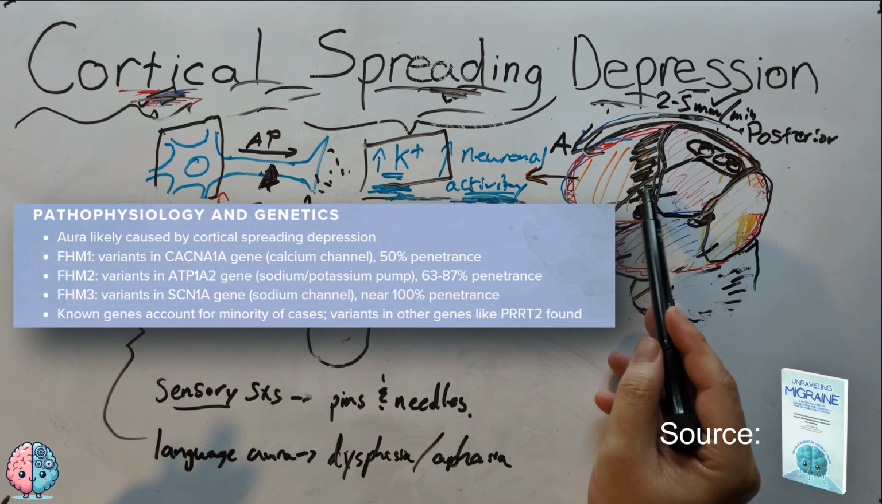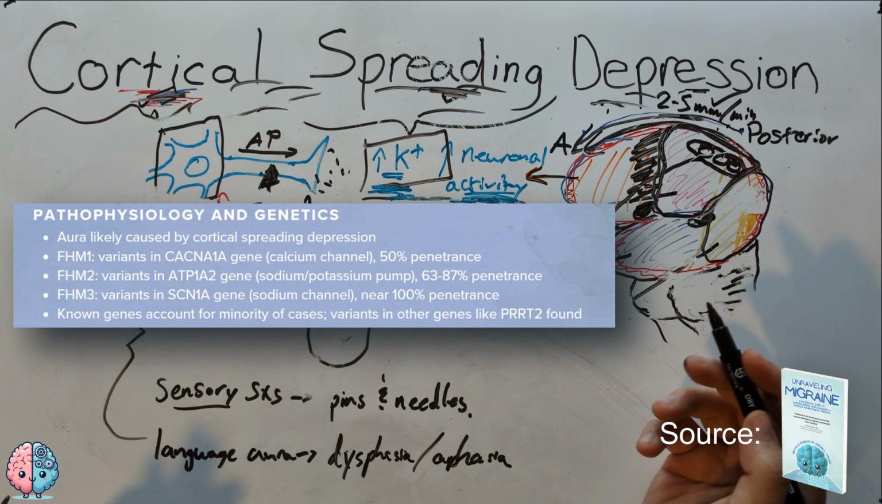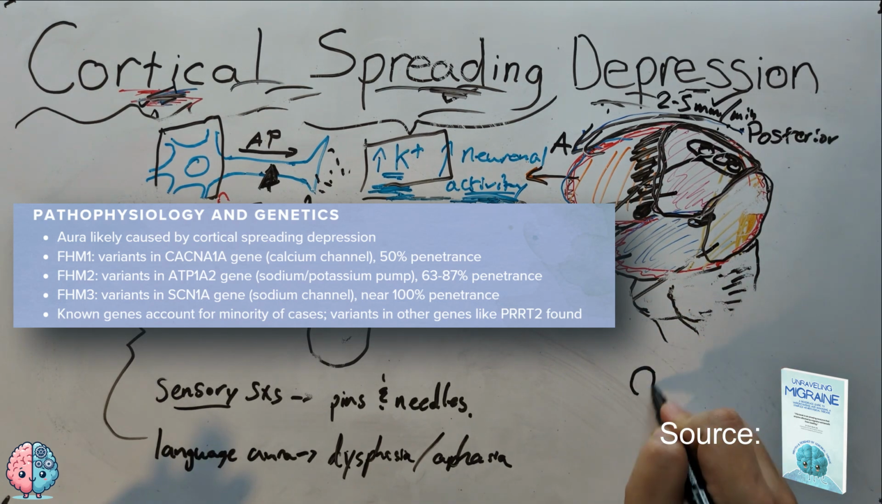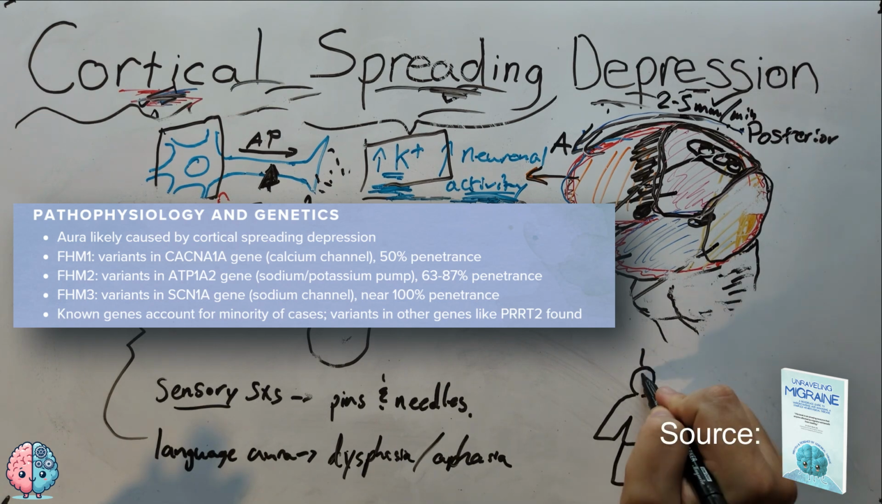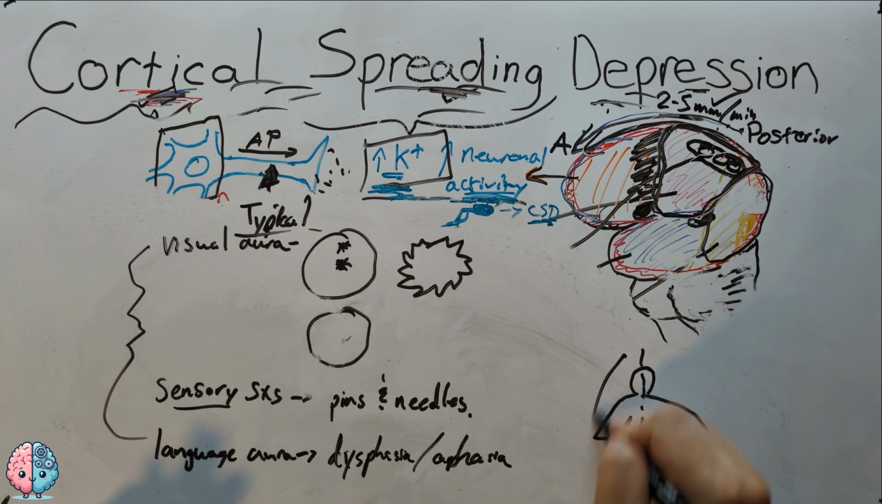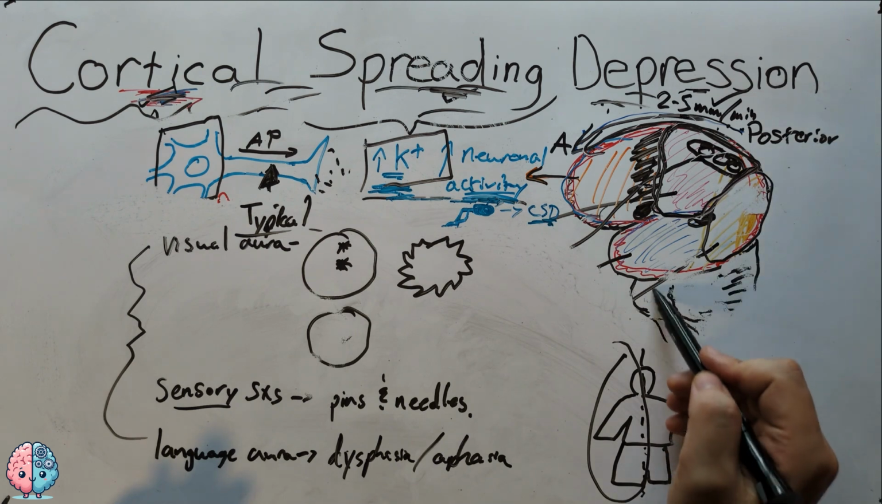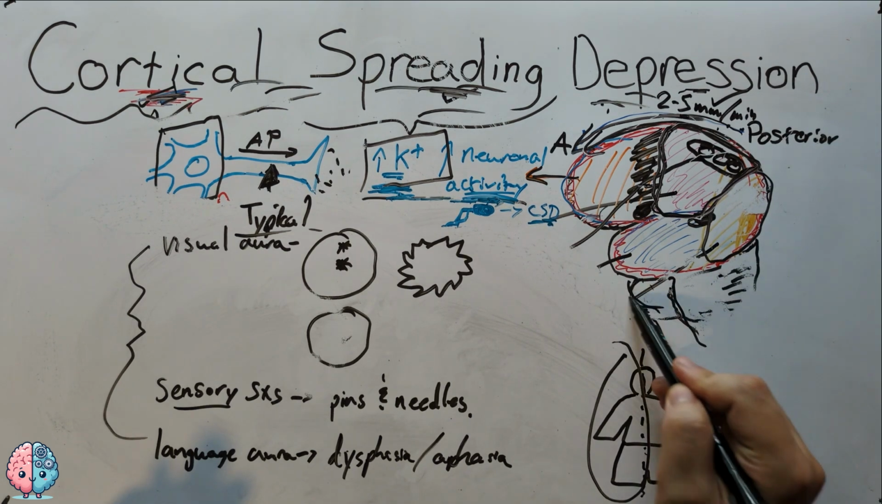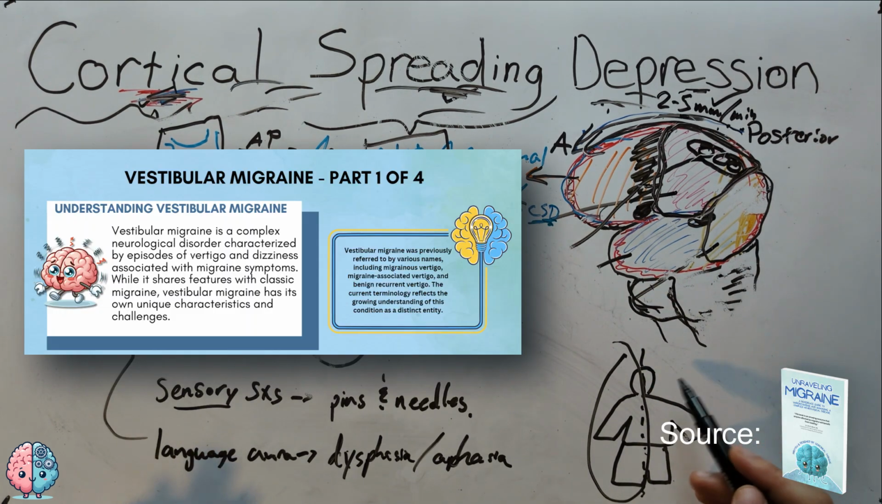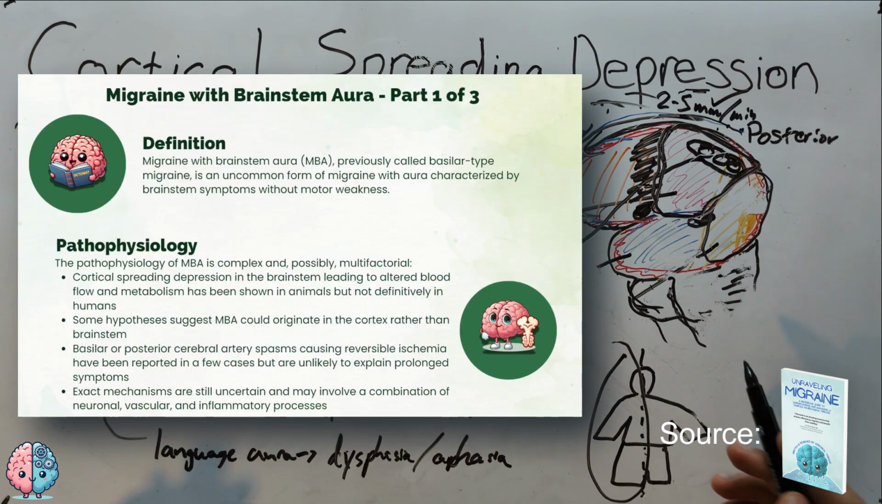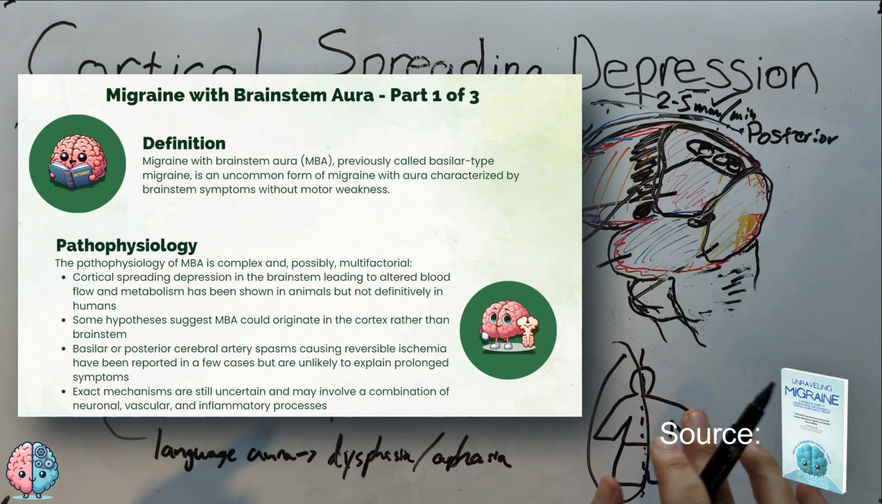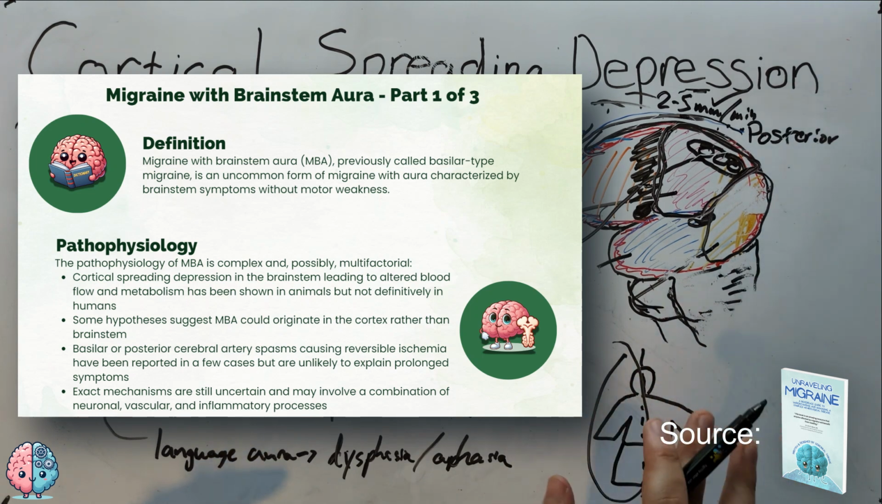So if it impacts the motor cortex, we will have hemiplegic migraine, and that is temporary weakness on one side of the body. If it happens in the brainstem regions, it may contribute to vestibular migraine, resulting in vertigo and dizziness, or even another type of non-typical aura called brainstem aura. However, we actually don't know if this is due to CSD in the brainstem. It's kind of debated right now.